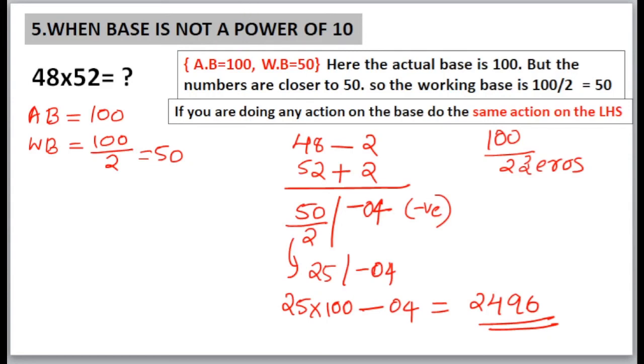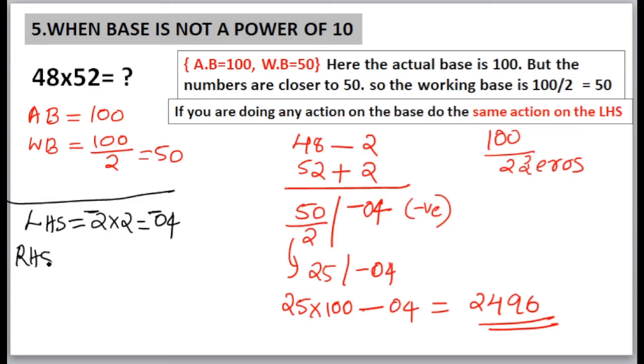I will write the base and LHS and RHS here. LHS is equal to 2 into 2, that is 0, 4 and negative 0. And RHS is equal to 48 plus 2 divided by 2, that is 25. So this is your LHS and RHS.